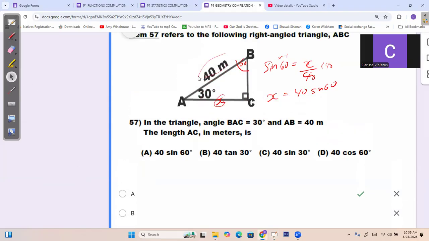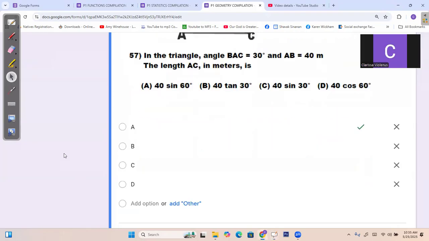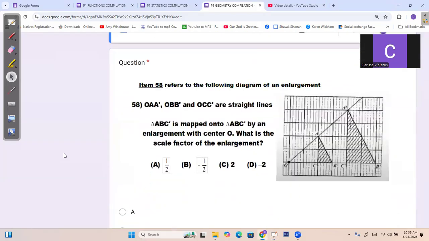So this one is an indirect question. So note that that's what you do. You use the next angle to find your answer if the answer that you did is not available.